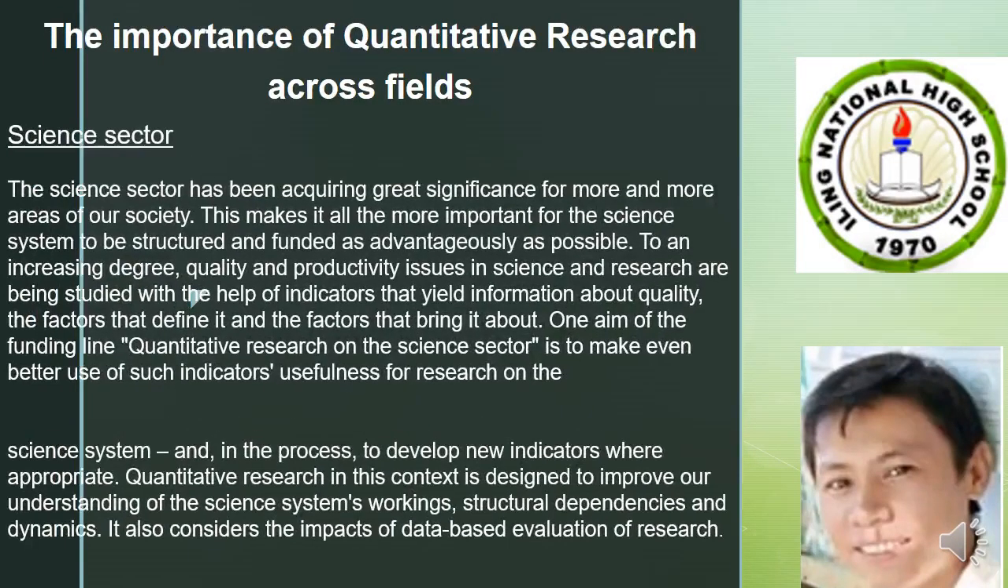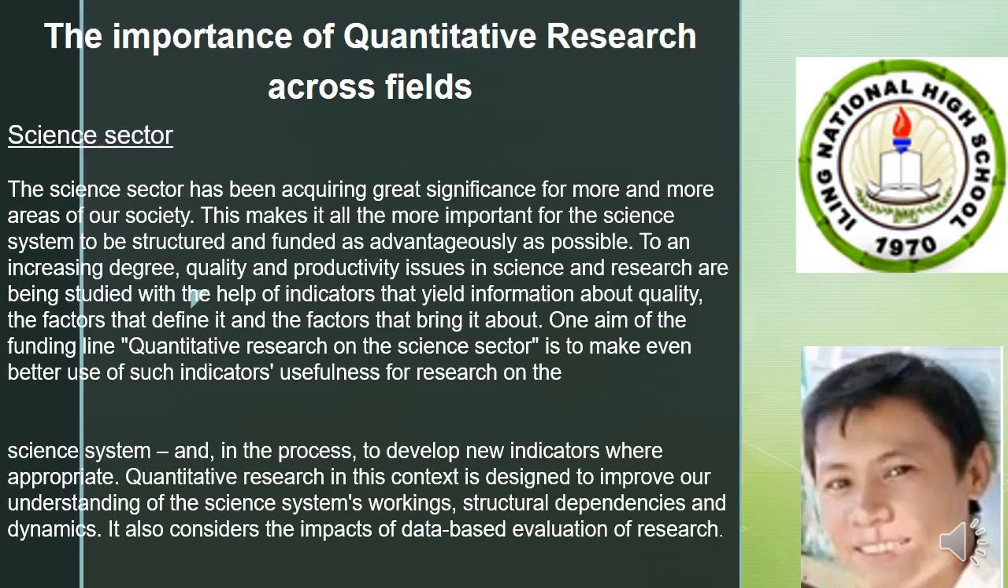In science sector, so the science sector has been acquiring great significance for more and more areas of our society. This makes it all the more important for the science system to be structured and funded as advantageously as possible. To an increasing degree, quality and productivity issues in science and research are being studied with the help of indicators that yield information about quality, the factors that define it, and the factors that bring it about.